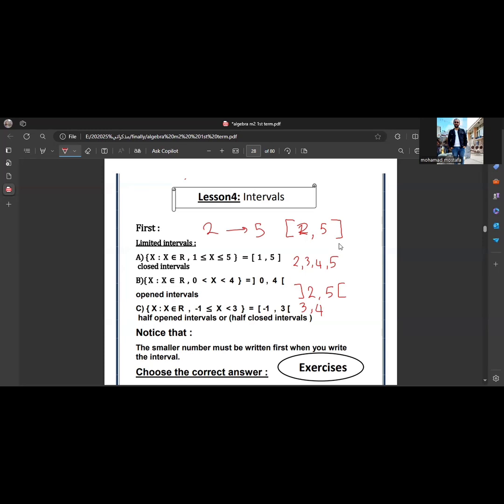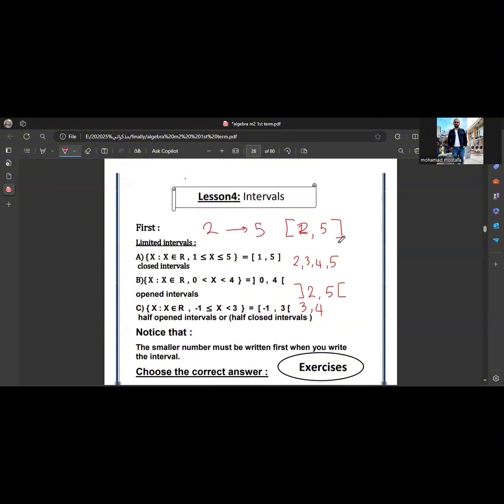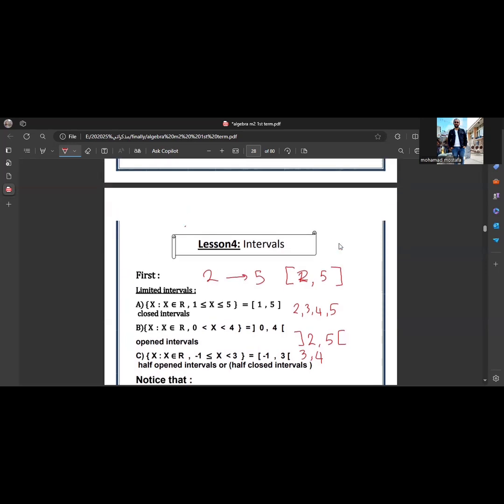How can we show it on the number line? I have here a number line. Let's draw our number line. Here 0, and negative numbers from the left. And 1, 2, 3, 4, 5.